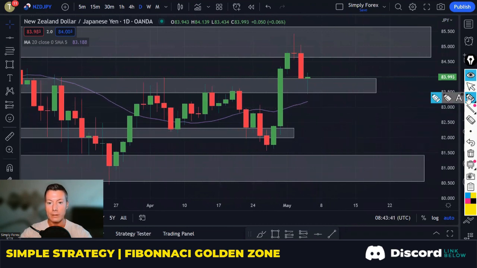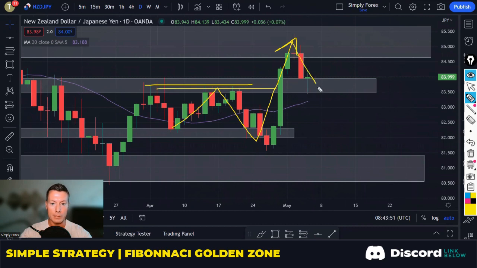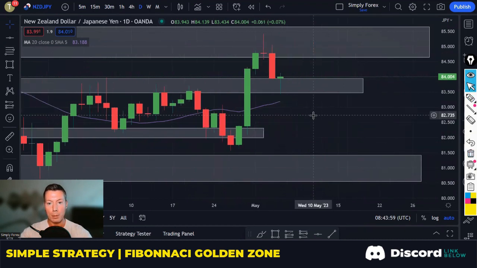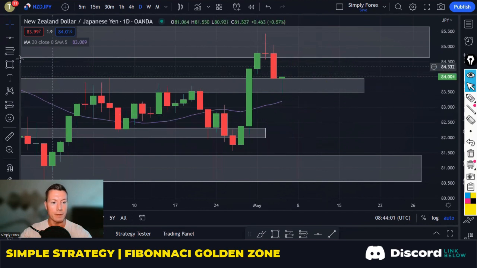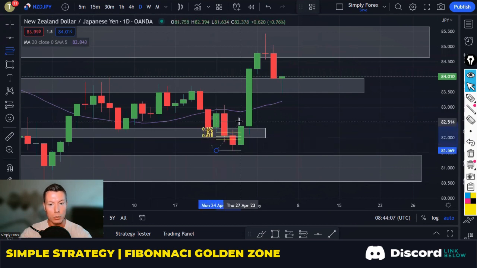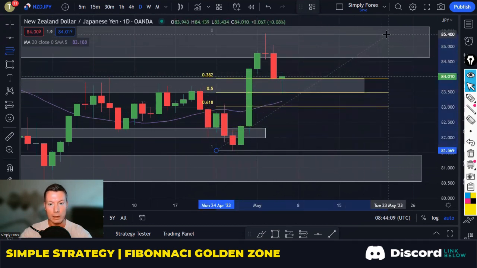Remember, identify the trend. What trend are we in? We have broken these highs. As soon as we've broken these highs, we are in an uptrend, and we're potentially looking for price to do something like this. Then we plot our fib levels. If we're in an uptrend, we go from the bottom, the last low, up to the last high.